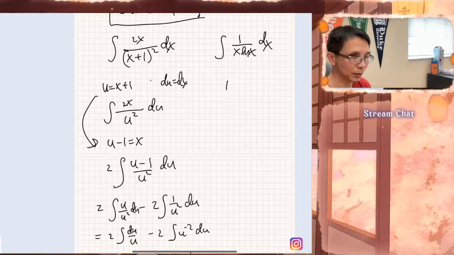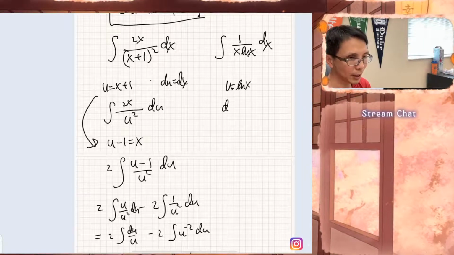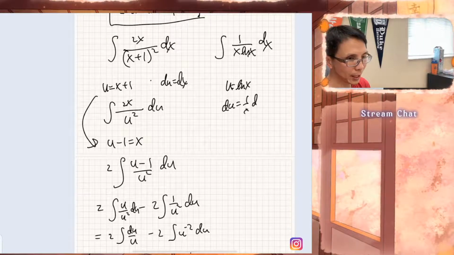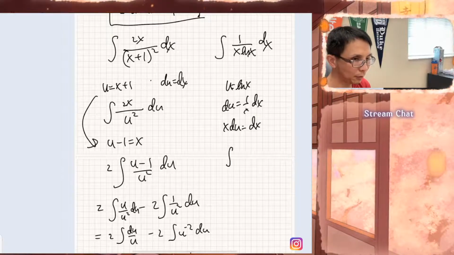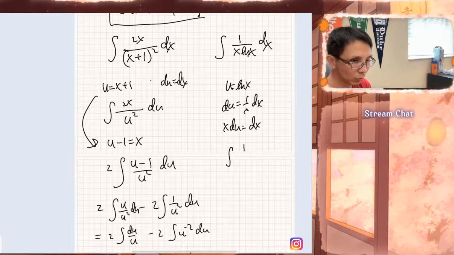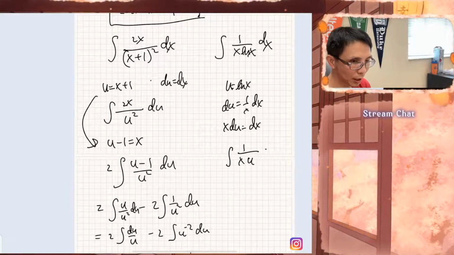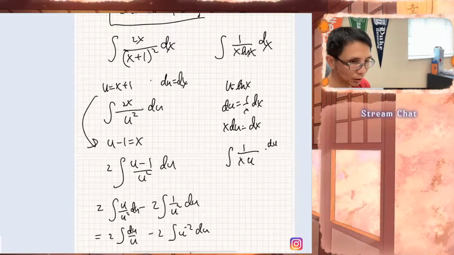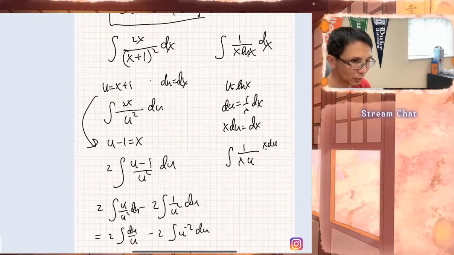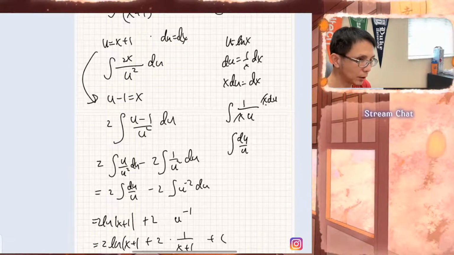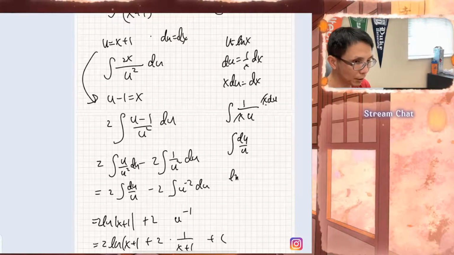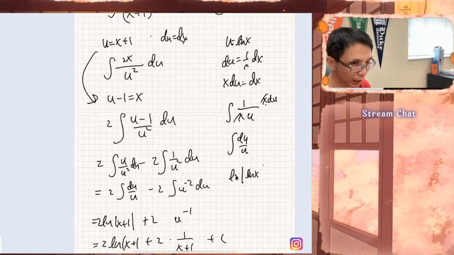So u is equal to ln of x. And du equal to 1 over x dx. And the x du equal to dx. So therefore, it's going to be what? 1 over x u times du x du. So x cancel out. Will be natural log of du over u. Now be careful here. It'll be natural log of x plus c.